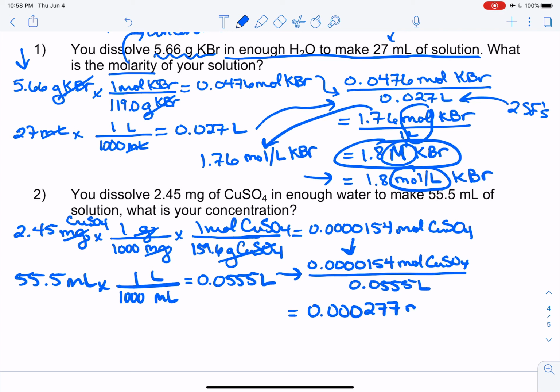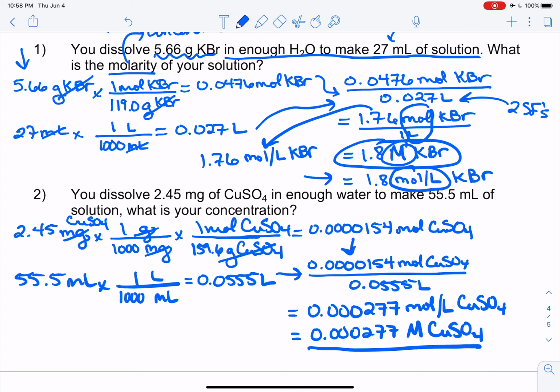And we can write mole per liter copper sulfate, or the other way that we can write that is like this. Mole per liter is also what? The big M, exactly the same thing. And how you would say that if this was on a label on a bottle is, I've got a 0.000277 molar copper 2 sulfate solution.